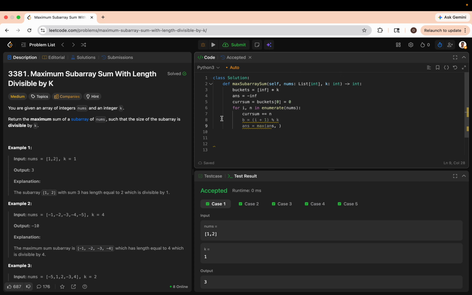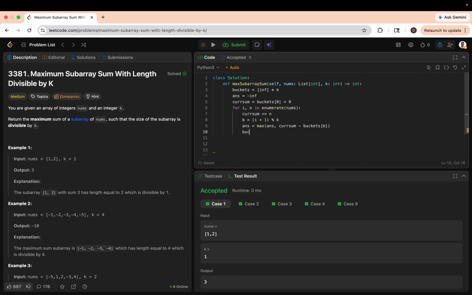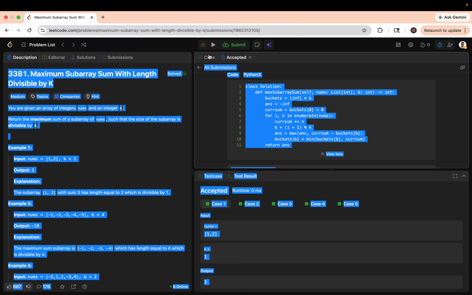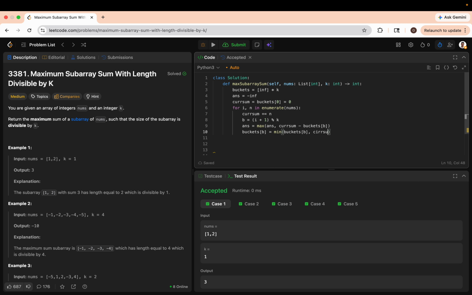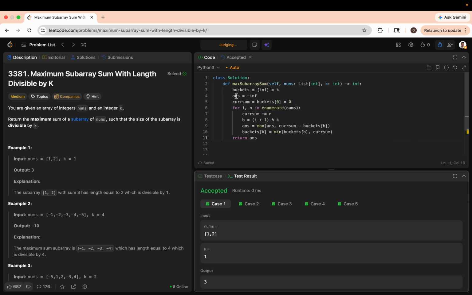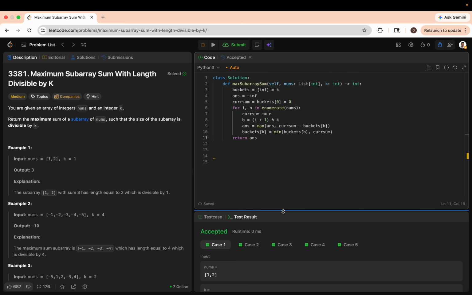Answer, cur sum minus buckets b. You're not sure why that's the case. Buckets b, cur sum. I'd appreciate if Leetcode could just do the autofill, and then we return answer. So again, highly non-intuitive. Pretty disappointed that I was not able to solve this question, so I'll come back to it later.